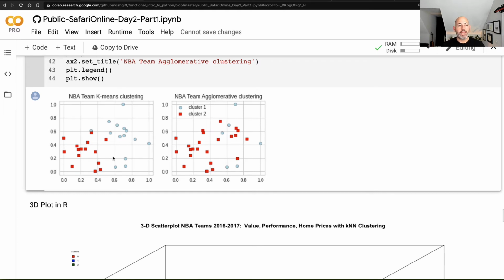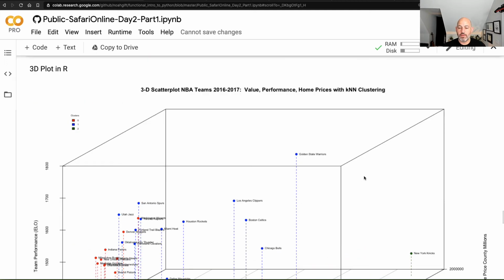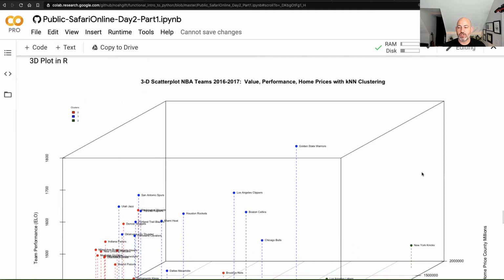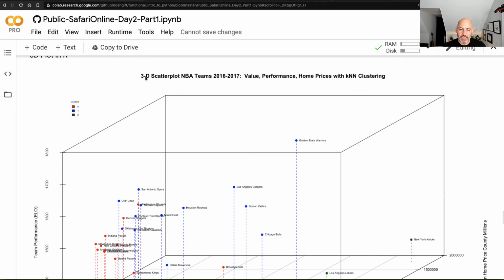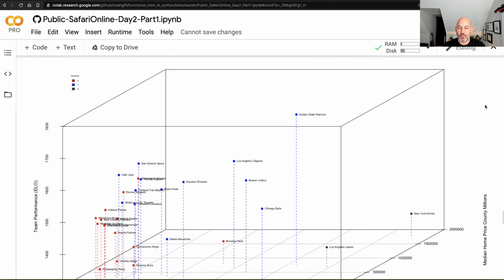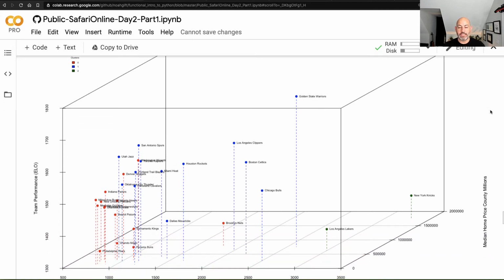So now that I've got that data, this is where we start to get into the visualization. And that's what the clustering really does, is it allows you to get into more advanced data visualization techniques. And look, if we see the 3D scatter plot 2016, 2017, what I do is I create a three-dimensional plot that uses all of this data in one diagram here.